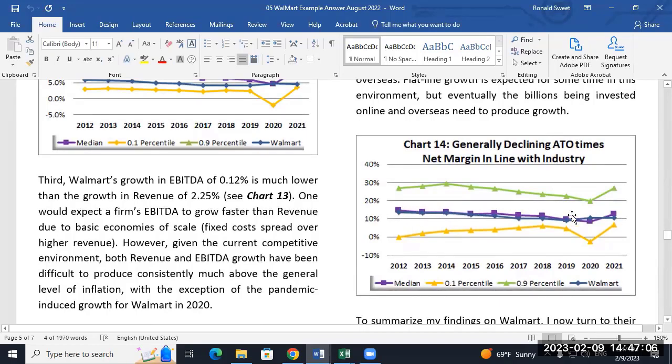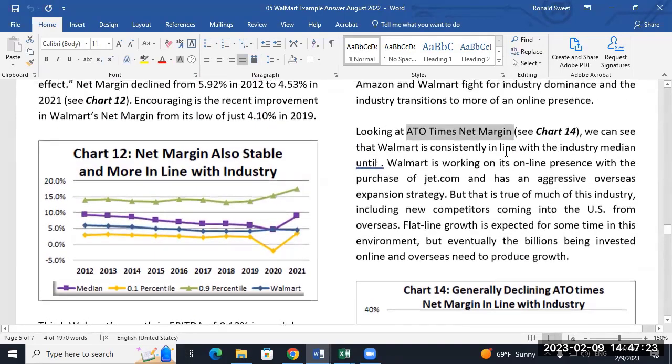They're right in line with the industry. They and the whole industry have been coming down. Why? Because there's a lot of competition from Amazon. So those two balanced out, the high asset turnover and the low margin, the two combined, they're right in line with the industry. Walmart is working on its online presence.